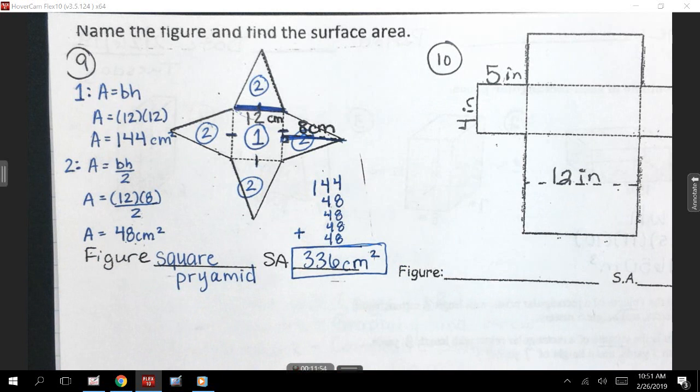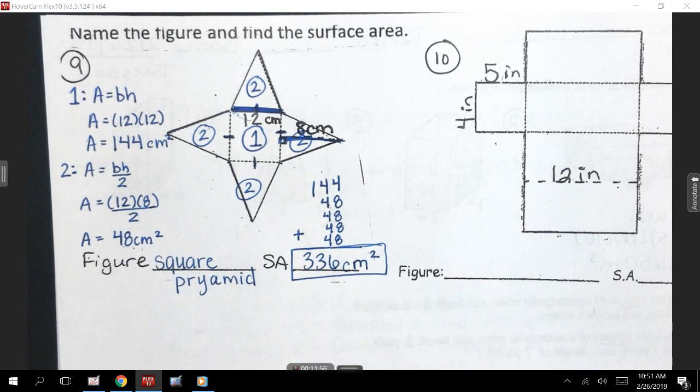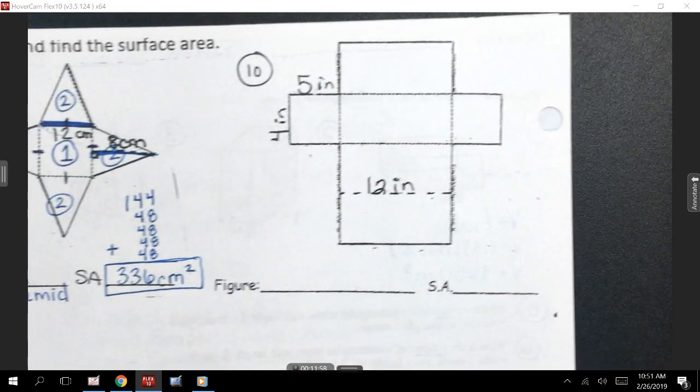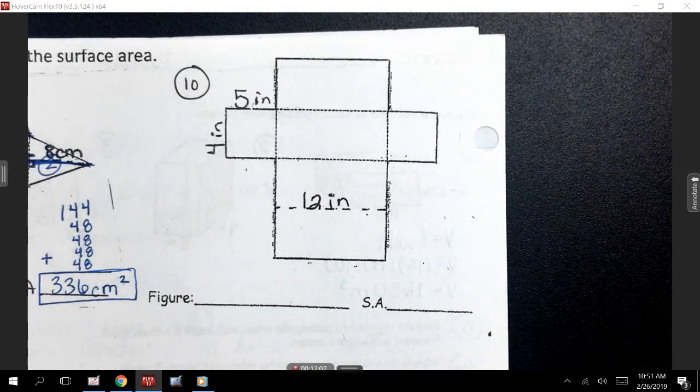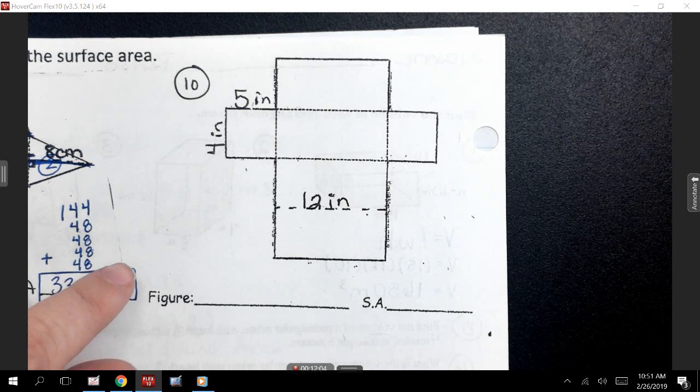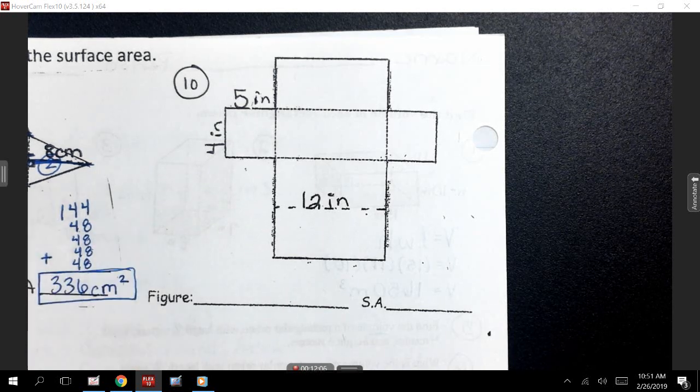All right. Number 10, and you'll notice number 10 and number 12 are a lot alike, but I want us to look at number 10 real quick, okay? Guys, number 10, we got to be careful. A lot of these rectangles look the same, don't they? So let's go ahead, let's name the figure. Let's get that out of the way. Name the figure. What type of three-dimensional shape is this going to fold up to make? What is this one going to fold up to make?